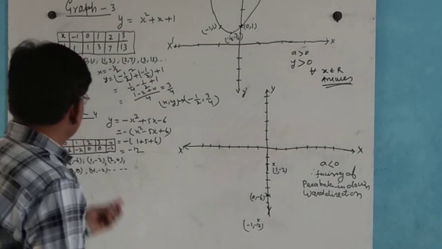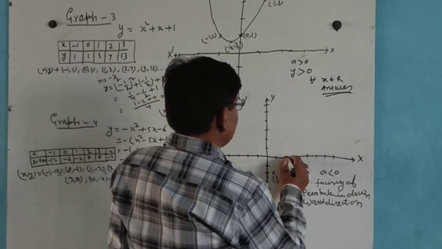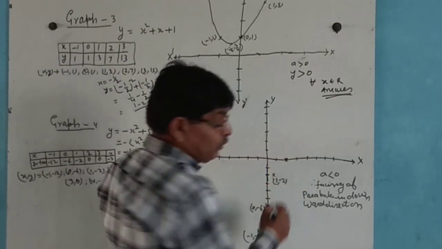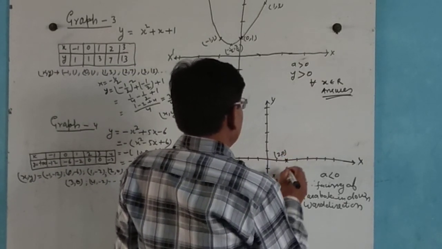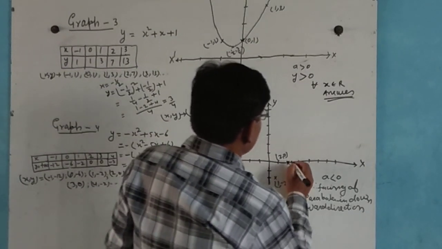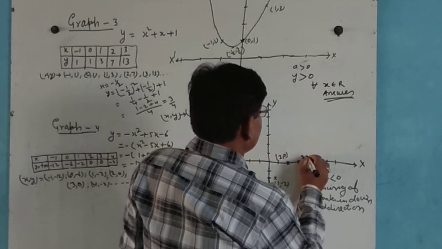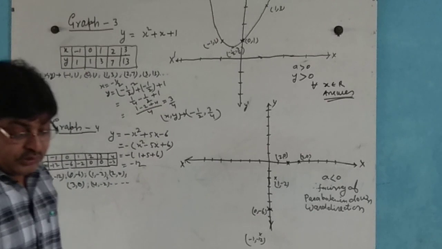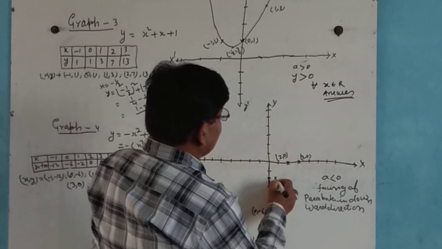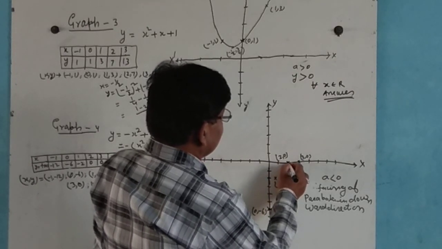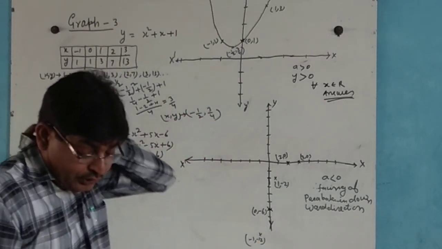Another, x equal to 2, y equal to 0, so (2, 0), and this is (3, 0). This point is (3, 0). It means that our curve passes through this point, this point, this point, and this point. After that, the graph goes in the upward direction.